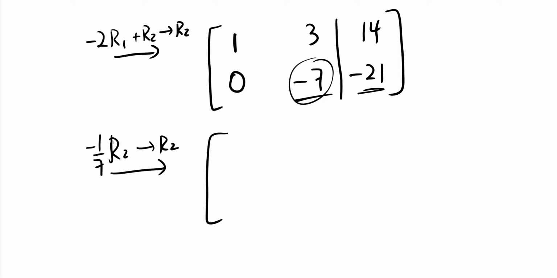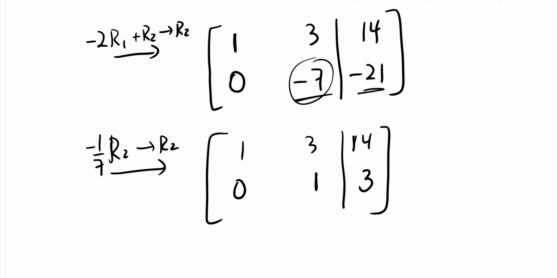So what we get, row 1 stays the same. I'm not performing any work on that. This 0 and the other one is 1, and the next one is 3. I got 1, 3. See, I got 1 down here. Now I'm going to use this one to make the 3, 0. So how do I make the 3, 0?